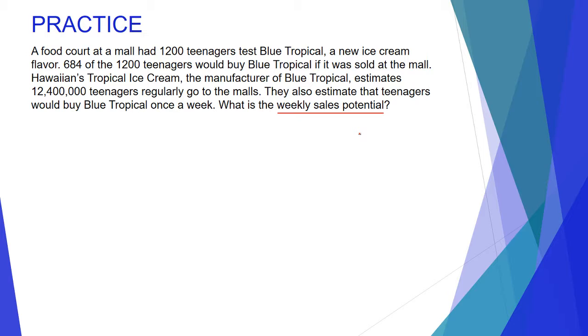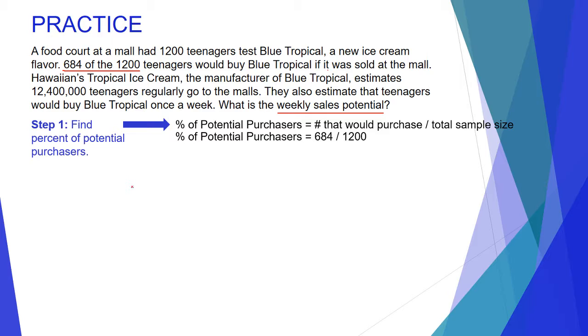Alright, so all the steps are the same as earlier. It's just one extra step for this one. So we're going to start with step 1. Find the percent of potential purchasers. It mentions 684 out of the 1,200 teenagers would buy Blue Tropical, right? So then we have 684 divided by 1,200. This one's nice. It's 0.57, so not much rounding.